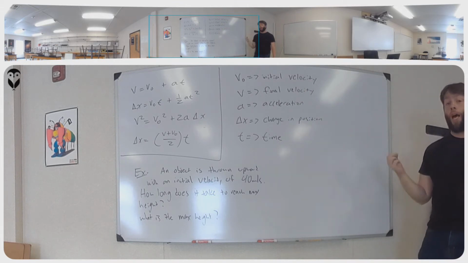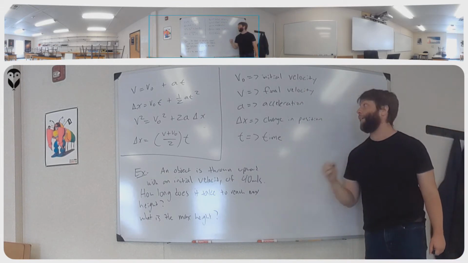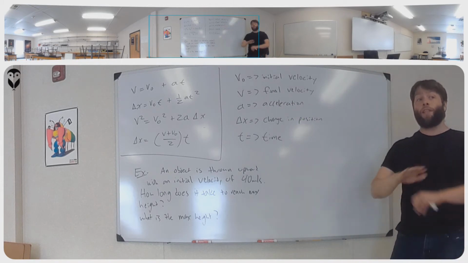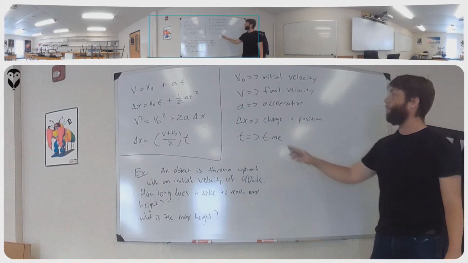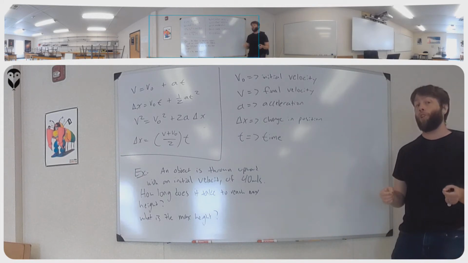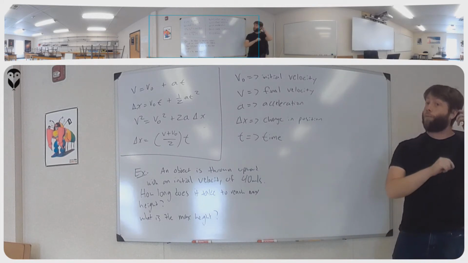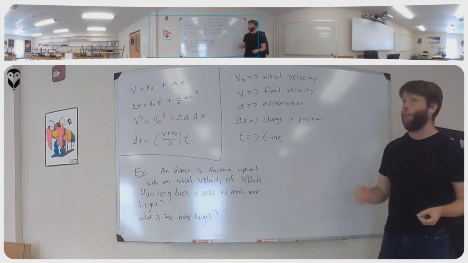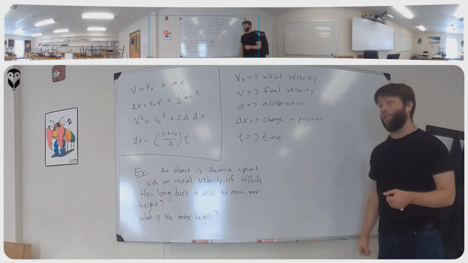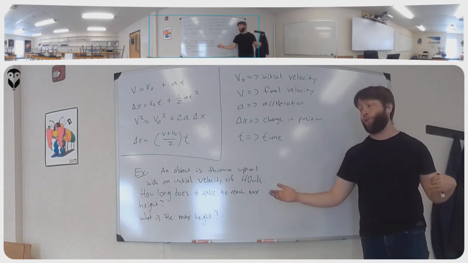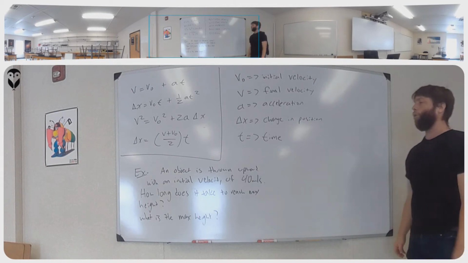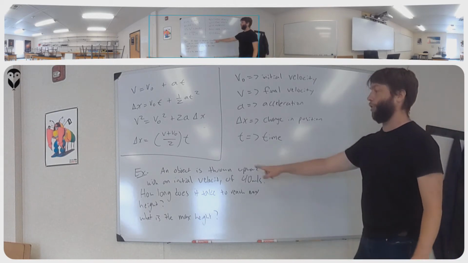V0 is the initial velocity. That's the starting velocity in the problem. V is the final velocity. That's your ending velocity on the problem. A stands for acceleration. We remind ourselves that acceleration is the rate of change of velocity. So if the velocity is changing, you have an acceleration. Delta X is our change in position, so that's how far you travel during the problem, and T is the time. Now on the homework, you guys have a tricky question similar to this one.